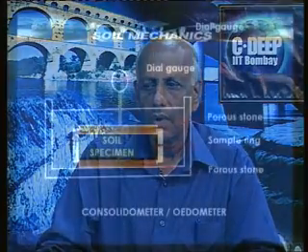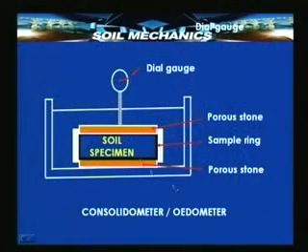Now, I had mentioned in one of my earlier lectures, which I am now briefly reproducing, that there are 4 different compressibility parameters: Cc, Av, Mv, Cv. Okay. These are the units, and it is possible to determine all these from this well known Consolidometer test.